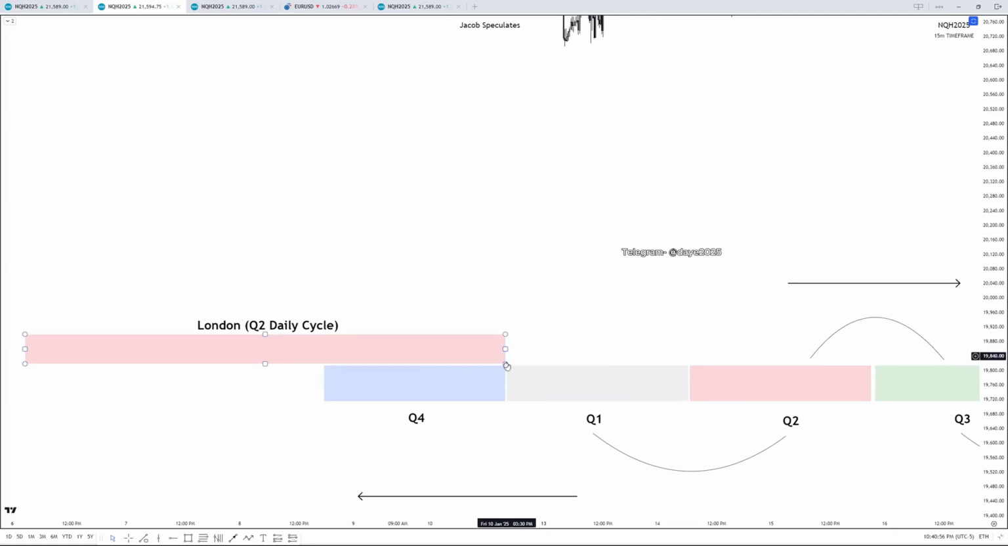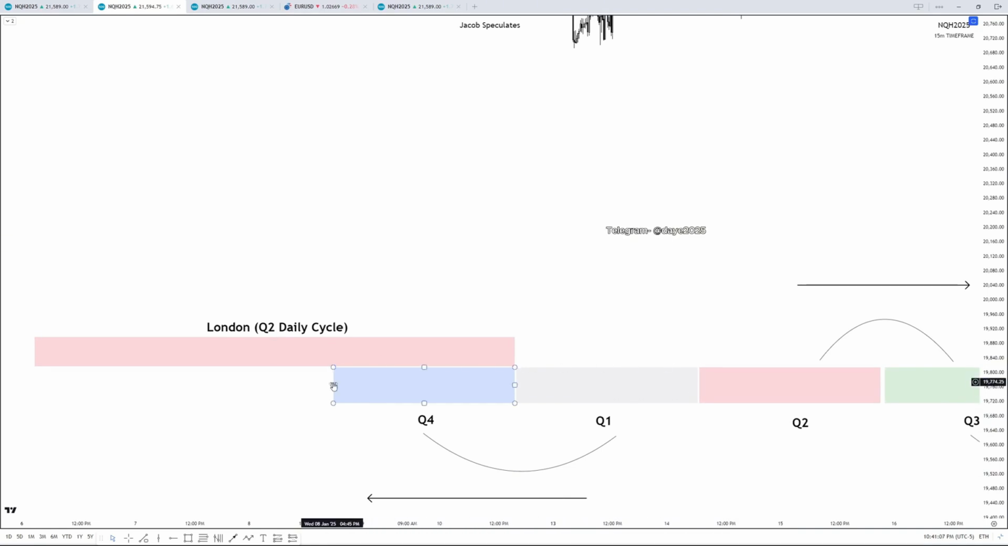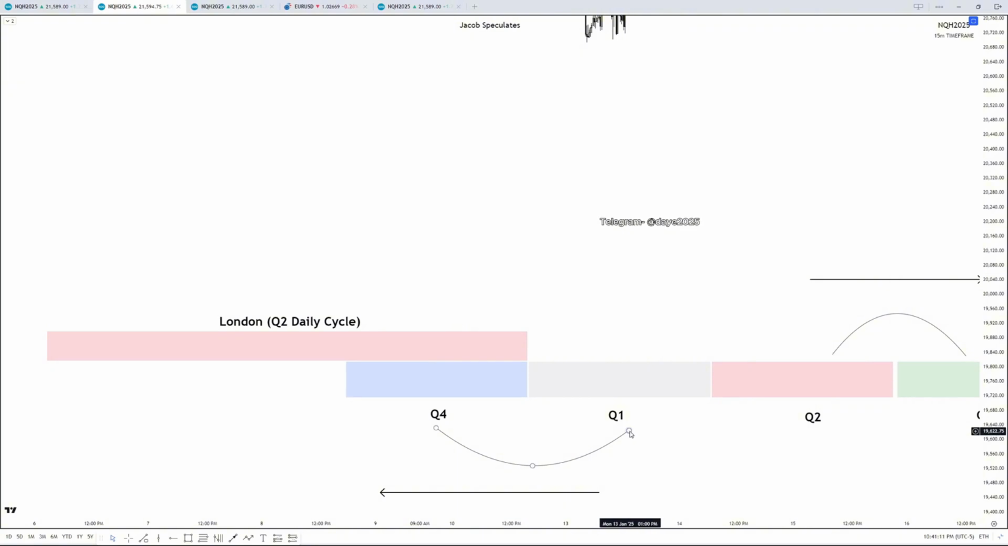And then Q3 of the daily cycle opens up right here. So this is Q4 of the 90-minute cycle, Q1 of the 90-minute cycle. If you compare these two quarters in regards to the highs and the lows, you will see something there.